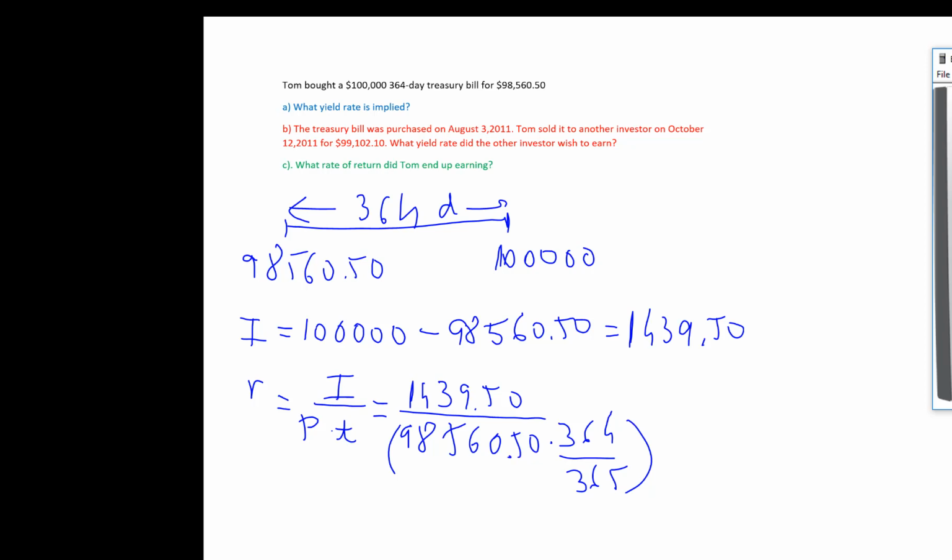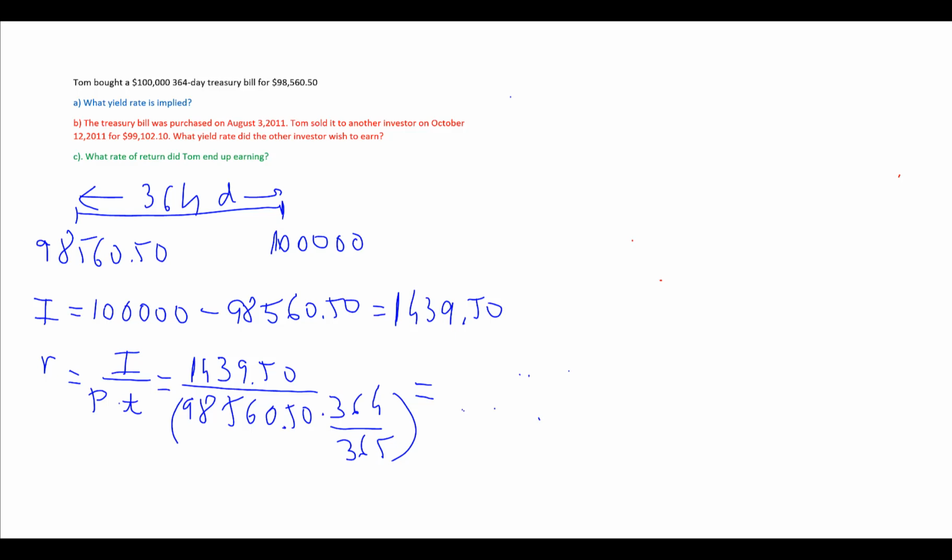We multiply by 100 to have the rate expressed as percent. So the yield is 1.4645.